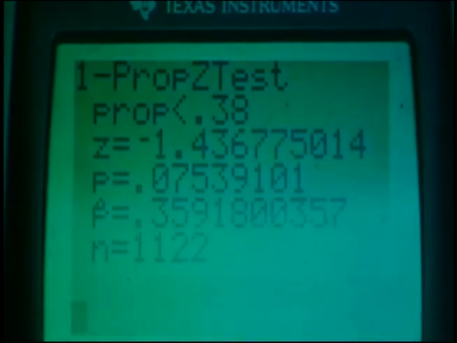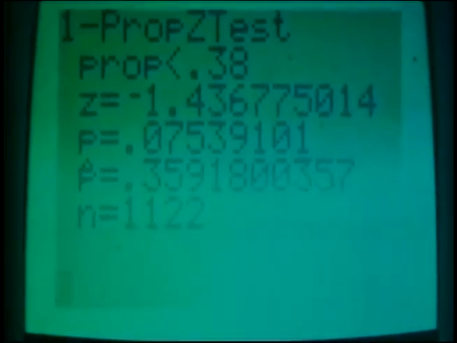Wait, can I ask a question? Sure. On the calculator, how do you know to use the one prop z-test? Like what signals you use that? It's a test of proportions, and it's a test of one proportion. So let's go back to that menu.